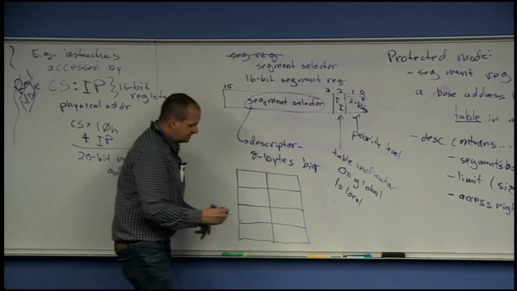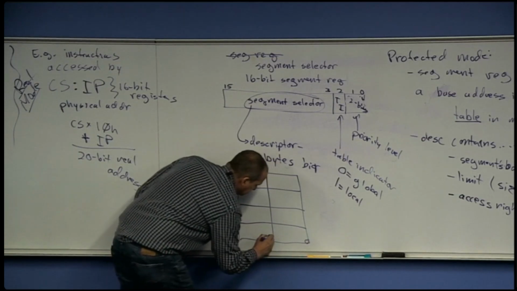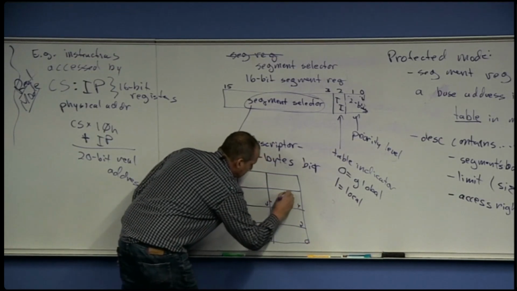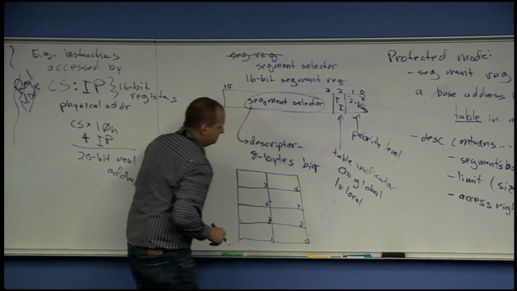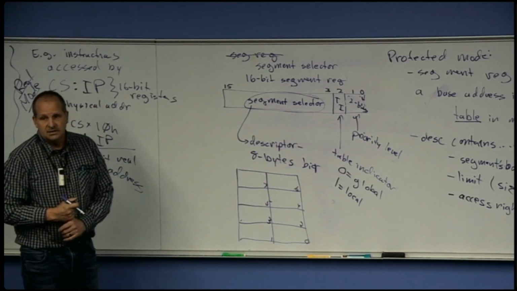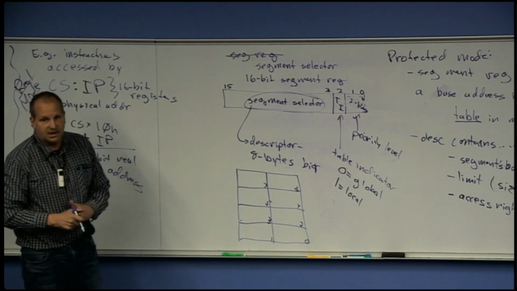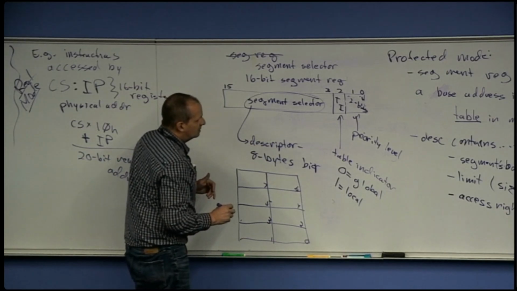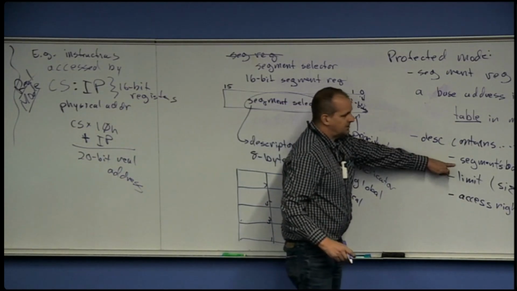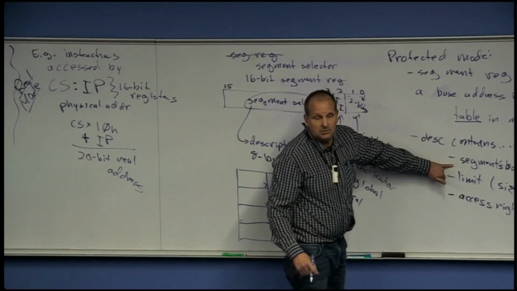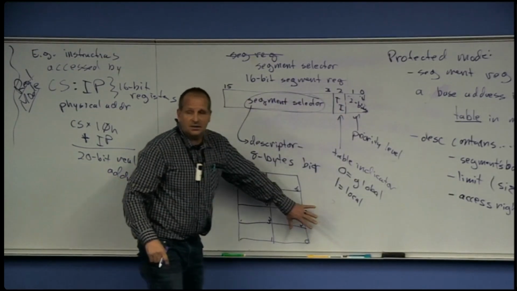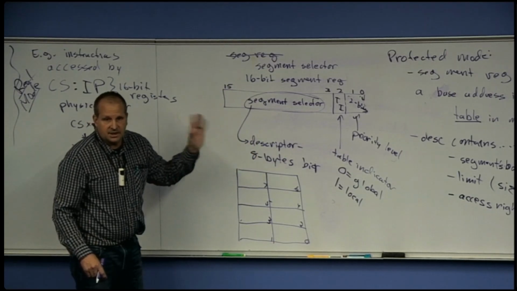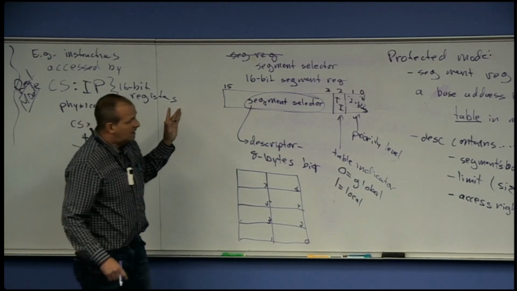Zero index, this is byte 0, this is byte 1, byte 2, 3, 4, 5, 6, 7. Okay? The descriptor format is as follows. The descriptor contains the segment's base address. We said that, right? So within this 8-byte structure is the base address. Here's how that base address is laid out.